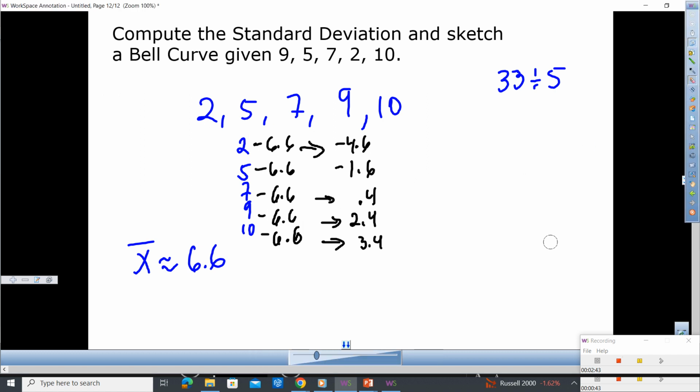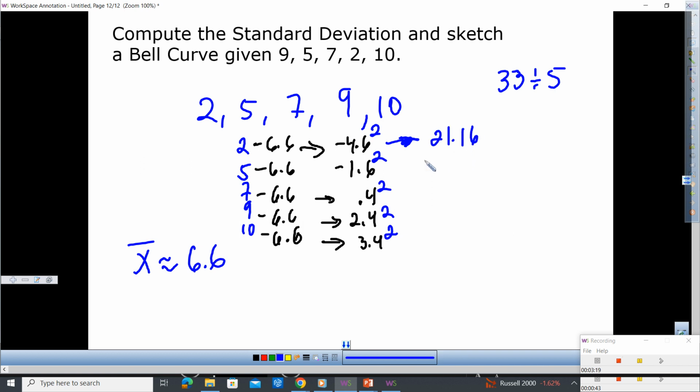Hands if you got up to right there. Yeah, okay. Pass someone, Jenny. What do we do next? Ethan, what do we do next? Close. Squared all of them. All right, so what is 4.6 squared, Giselle? 4.6 times 4.6.